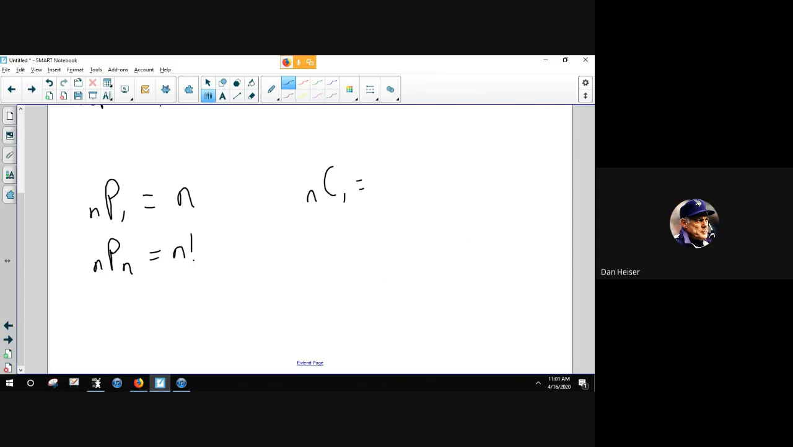nC1. Still n, because we're only choosing one object. If I have 10 objects, choose one of them, I have 10 choices. nCn. How many ways can we choose everything if order doesn't matter? There's only one way. Because every single other way is the same objects shuffled around. That's not a new group. nCn is equal to 1.